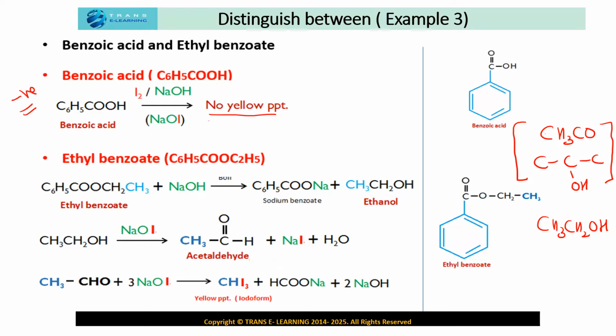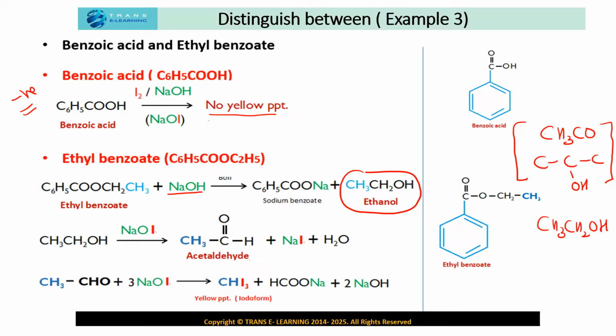Whereas in the case of ethyl benzoate, please remember that before analyzing whether it is going to show you positive haloform test or not, please react with sodium hydroxide and boil it. Write the reaction and see whether it is going to give you any one of the three. If it is giving you methyl ketone or a secondary alcohol or ethanol, that means that aromatic compound is going to show you the positive haloform test.